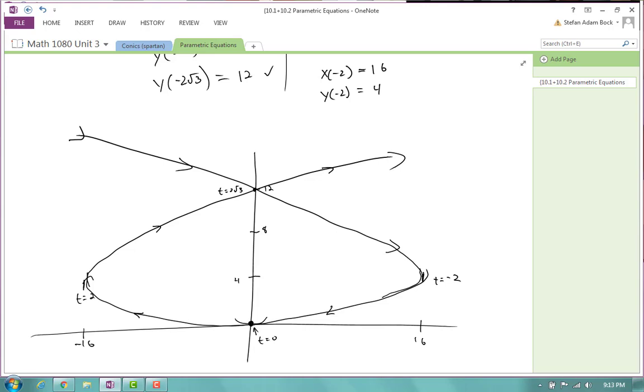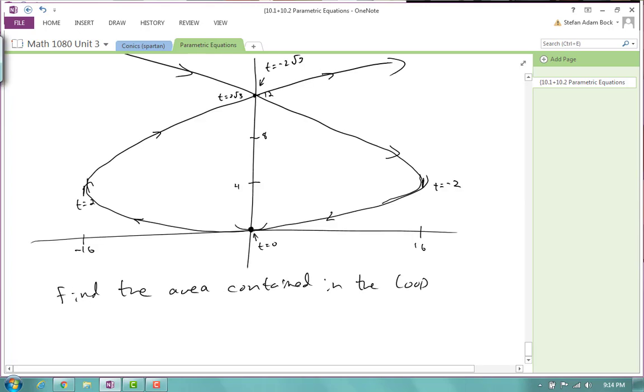So what I have for this problem is a self-intersecting curve. On the approach, I have t equal to negative 2 root 3, and then t equal to negative 2 over here. Then I get to t equals 0, up to t equals 2, and back to intersect itself again at t equal to 2 square root of 3. Now, there's a nice filled-in loop here, and I would like to find out the area of that loop.